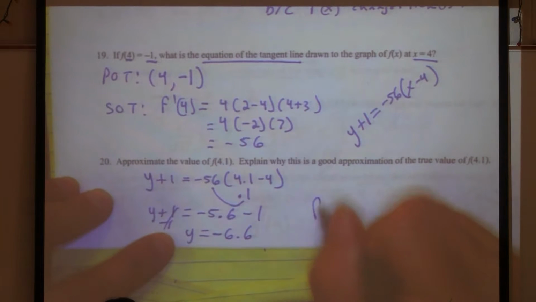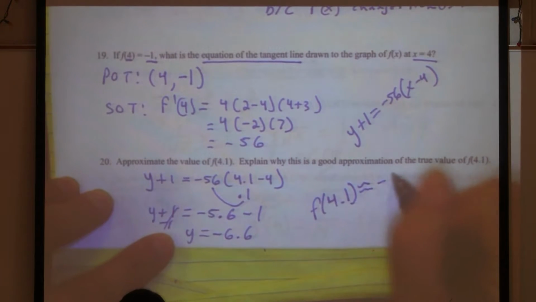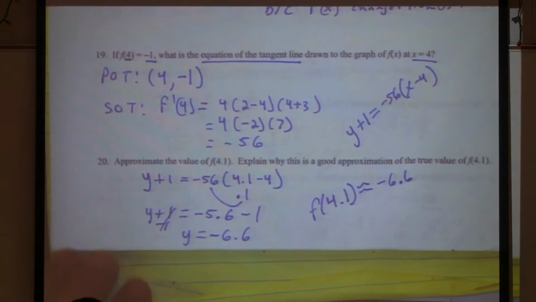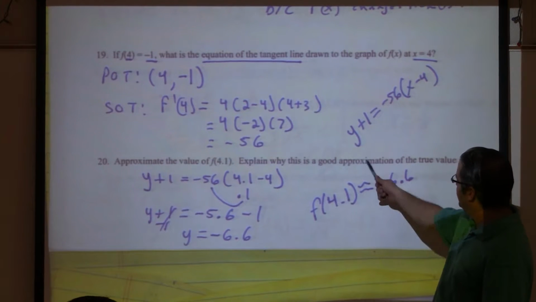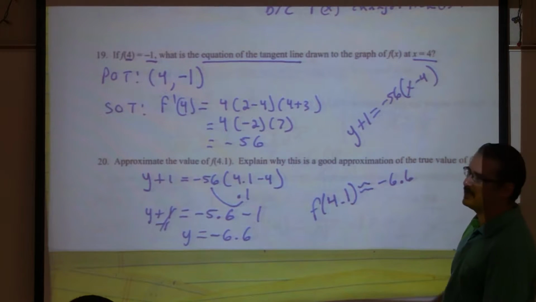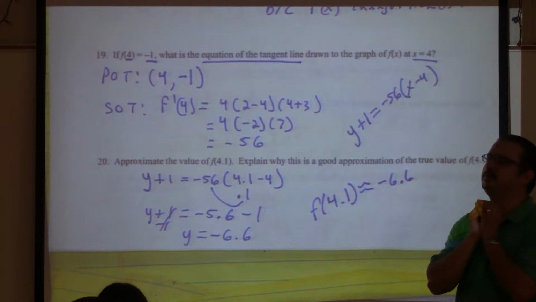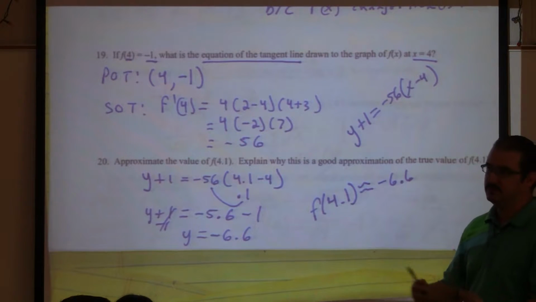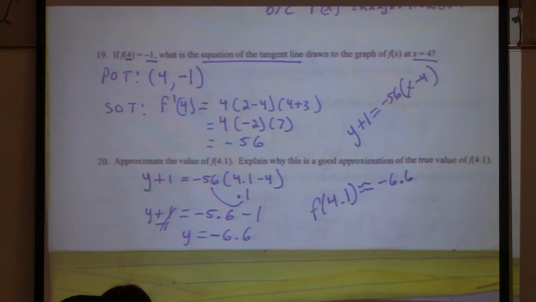We have to write f of 4.1 is approximately negative 6.6. I can't leave it like this because this isn't telling me f of 4.1. It's telling me y on the tangent line. Understand? And why is it a good approximation? The tangent line is very close to the curve, therefore points on the tangent line would be good approximates for points on the curve. You understand?